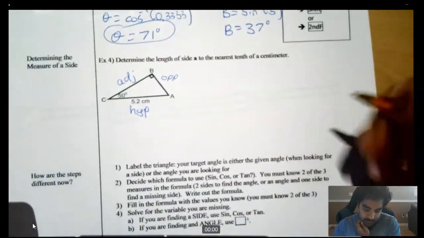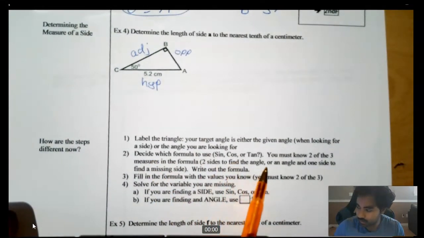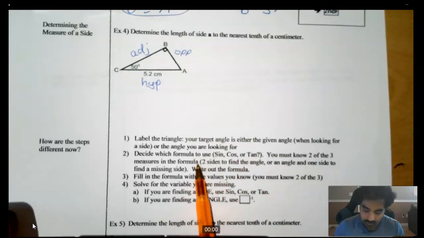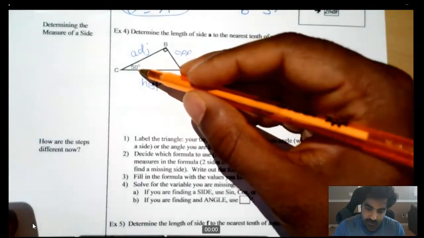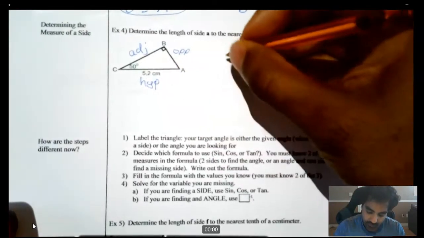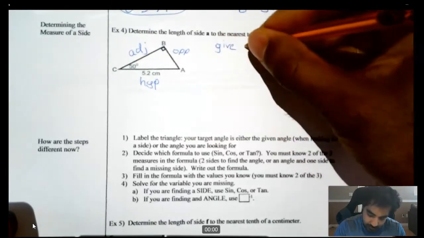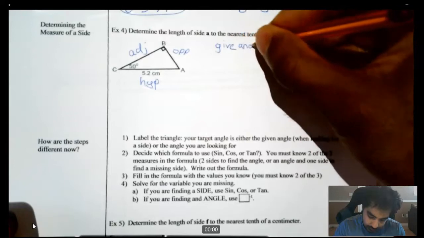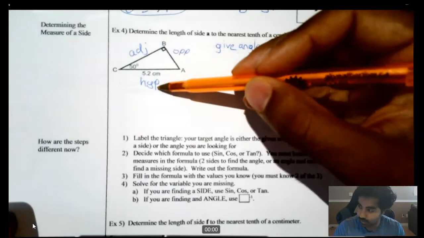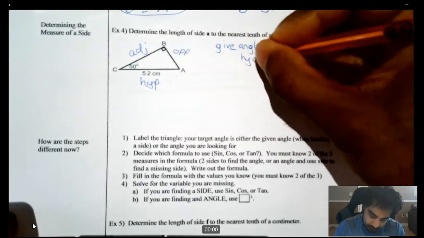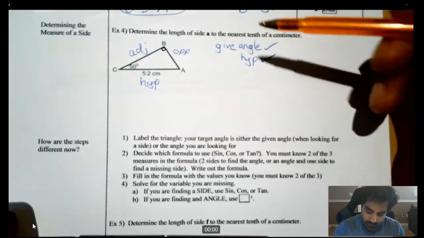Okay, step 2. Right here it says, decide which formula to use: sine, cos, or tan. You must know 2 of 3 measurements, so we're talking about the sides and the angle. Let's see what we have. Given, we have the angle. I'll even write a little section here saying given, we got angle. What else do we have? We have the hypotenuse. And yeah, that's it. And what are we looking for?